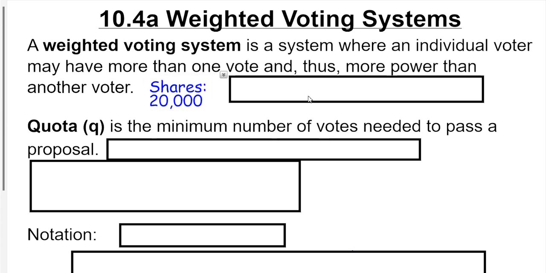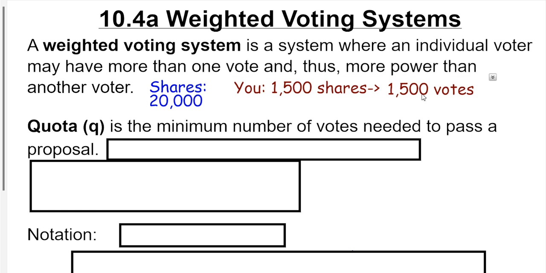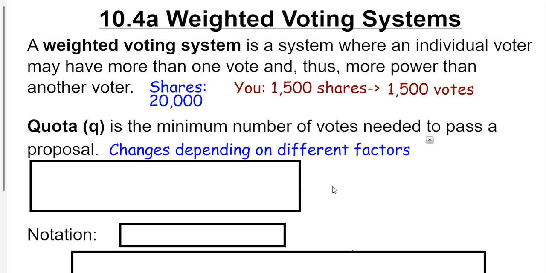For example, if there were 20,000 shares sold, and say you're a shareholder and have 1,500 shares, that would be equivalent to 1,500 votes. Now, quota is the minimum number of votes needed to pass a proposal. Generally, it's a majority, but it can change depending on different factors.